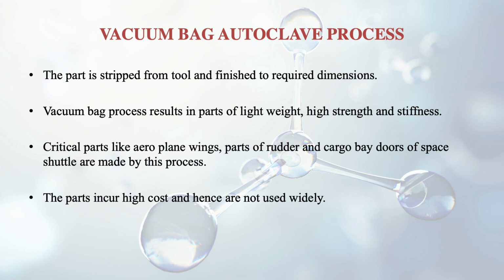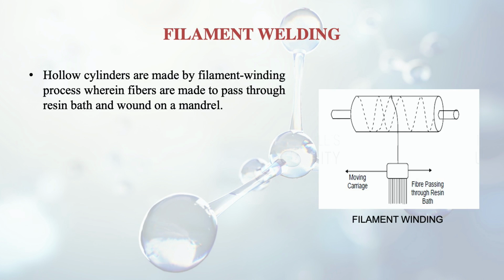So next is the filament winding process, and from this what we are seeing here, hollow cylinders are made by filament winding process. How? We are using the fibers here, and they are made to pass through the resin bath, and then they are placed on a mandrel. So that way we can get the hollow thing.